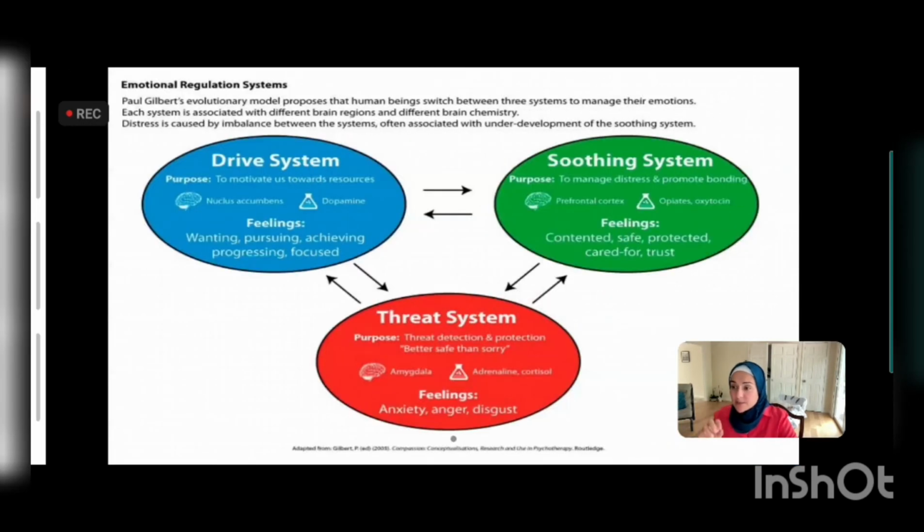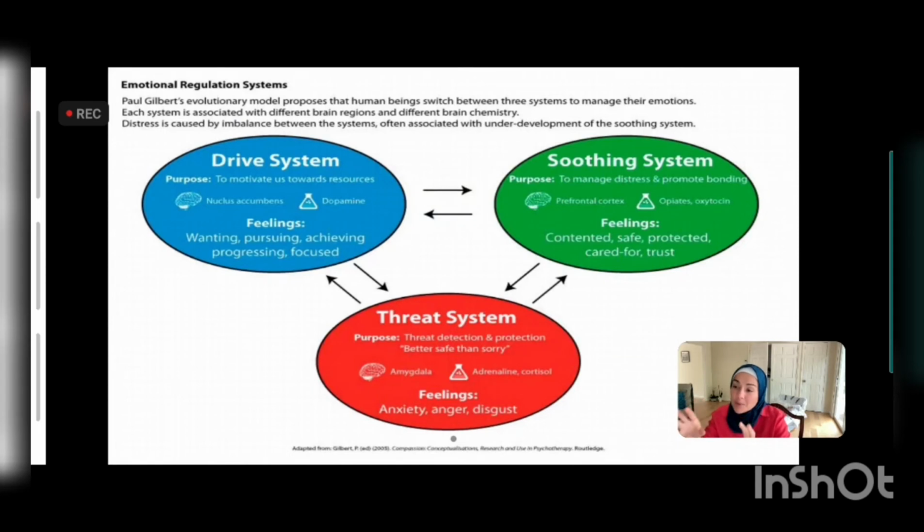We have 3 systems. The drive system: we are all driven as medical professionals. We had to work very hard to enter medicine, to work through university, to get our degrees, to enter ophthalmology, which is very competitive as a training program. So we are all driven. We want to pursue our goals and we are focused. We know what we need to do. We're hardworking. We don't have an issue with the drive system. The purpose of the drive system is to motivate us towards our goals.